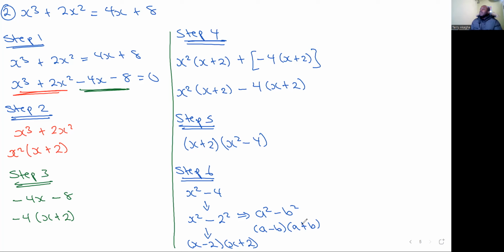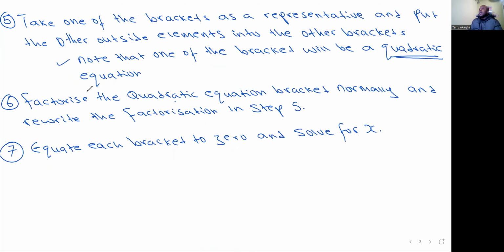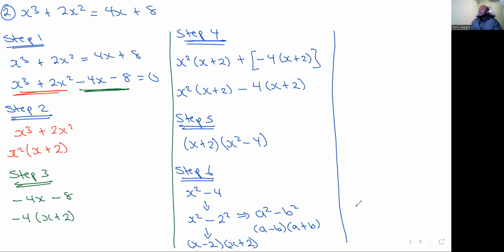All right. Then we have to rewrite step 5. That is part of step 6. So step 6 said that after you've done that, you have to rewrite the answer from step 5. Okay? So let's go to step 5. So instead of us having x squared minus 4, we're going to have x minus 2, x plus 2. So it's going to be x plus 2. Then we're going to write x minus 2, x plus 2.